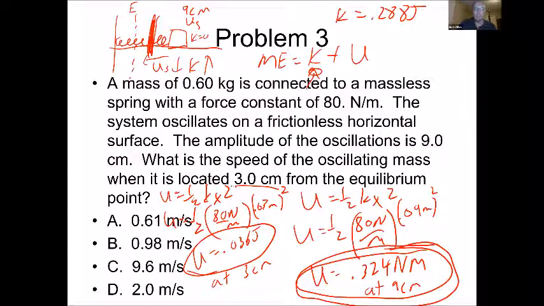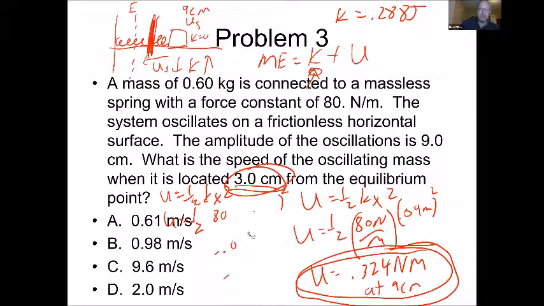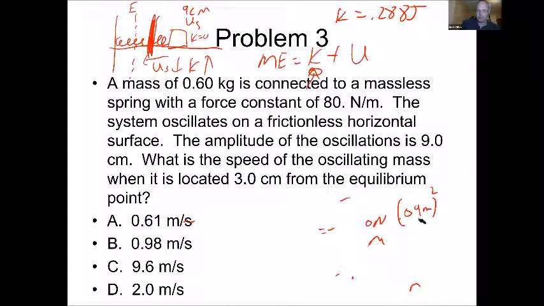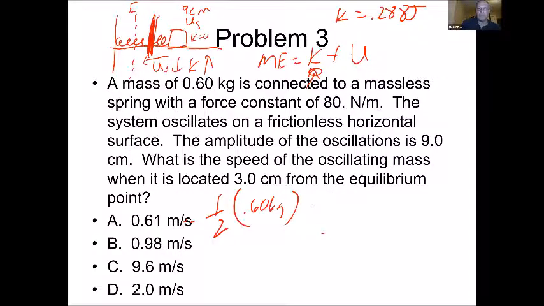So at this point, the 3 centimeter mark, we have 0.288 joules of kinetic energy. Now that's not what the question's asking us. The question wants to know what's the speed. So we're going to have to set that equal to the kinetic energy equation, which remember is K equals 1/2 mv squared. So we're going to say 1/2 mass, which is 0.60, times v squared equals 0.288.